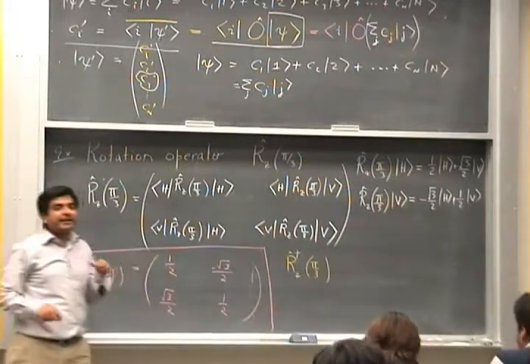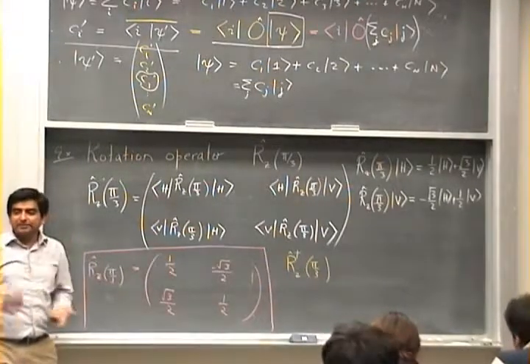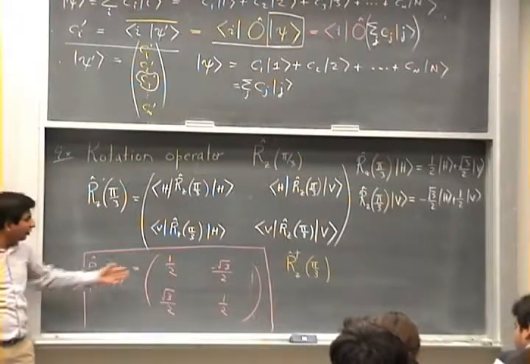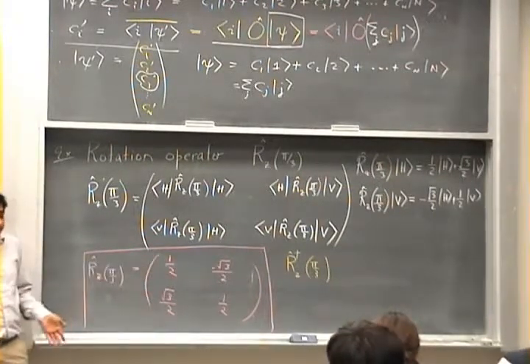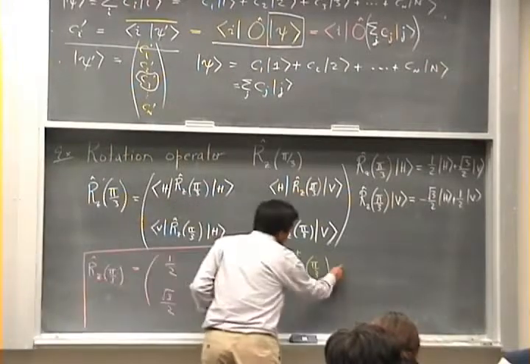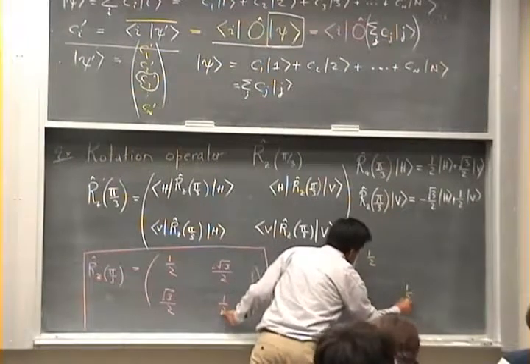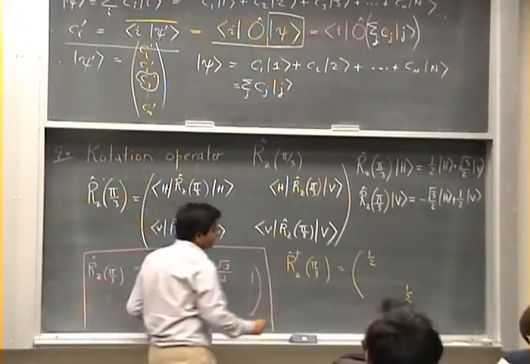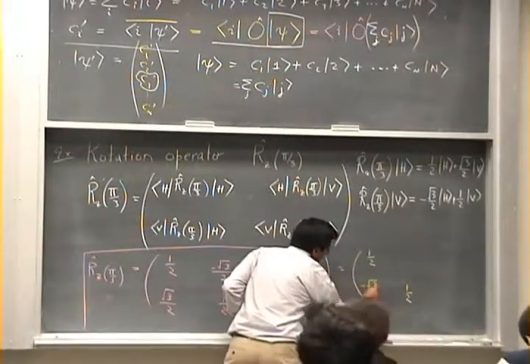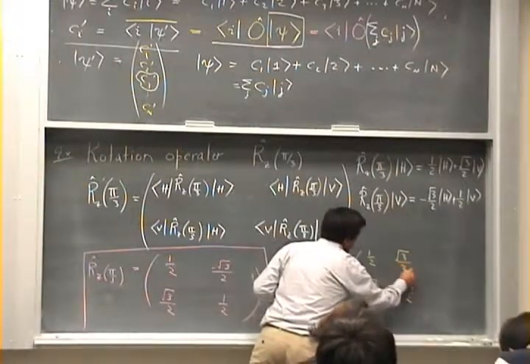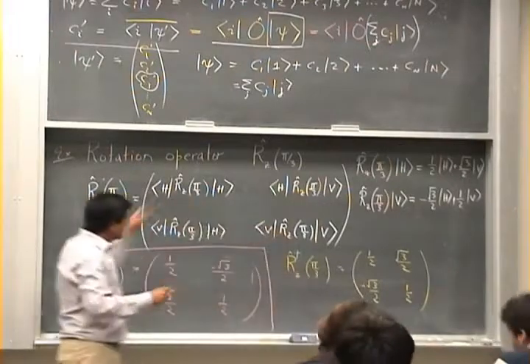In order to find the adjoint, you take the transpose and the complex conjugate of every number. All of these numbers happen to be real, so you just have to take the transpose. So the adjoint is half, this number goes here, minus under root 3 by 2, this number goes here, under root 3 by 2. So this is the adjoint of the operator.